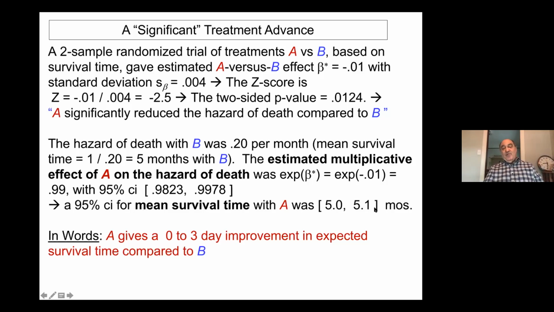So I've very rapidly gone through a lot of technical computations, but they show that this statement up here is ridiculous. In words, it says that A gives a 0 to 3 day improvement in expected survival time compared to B, but somehow that A significantly reduced the hazard of death. 3 days is long enough to say goodbye to your family and write your will, if you're lucky.